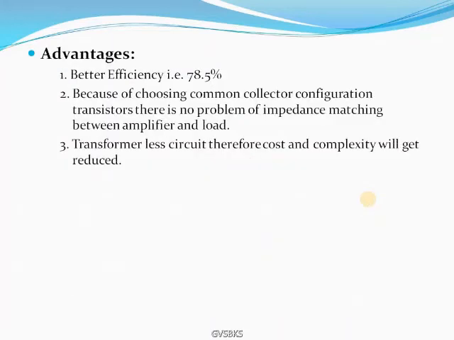If you see the advantages, the efficiency of the complementary symmetry push-pull amplifier is 78.5%, which is the same as the class B push-pull amplifier. Another advantage is, as we are using the common collector configuration, there is no problem of impedance matching, because the output impedance of a CC amplifier is low. It is also a transformerless circuit, because of which the circuit complexity and cost are reduced.